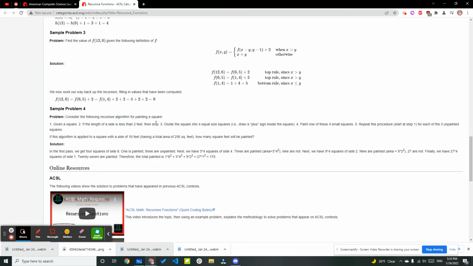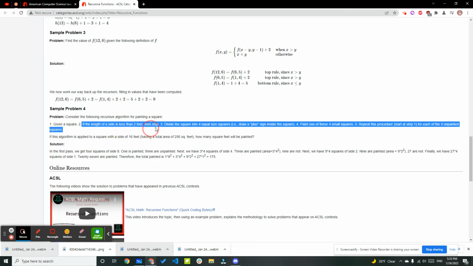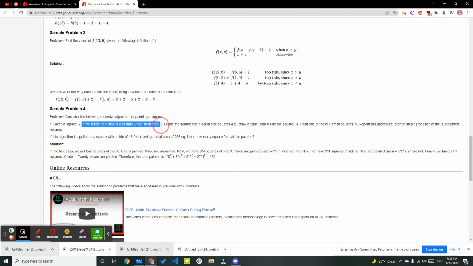Given a square, if the length of the side is less than 2 feet, then stop. Divide this square into 4 equal squares and paint one of those 4 small squares. Repeat for each of the 3 unpainted squares. So if this algorithm is applied to a square of 16 feet, how many feet will be painted?